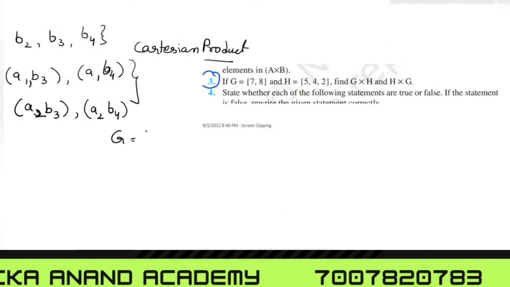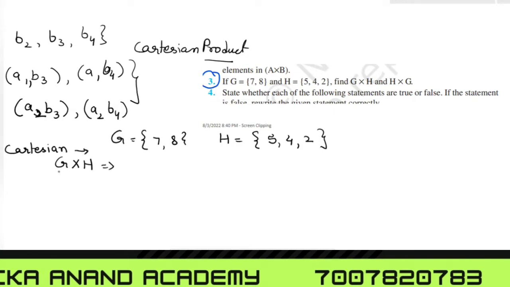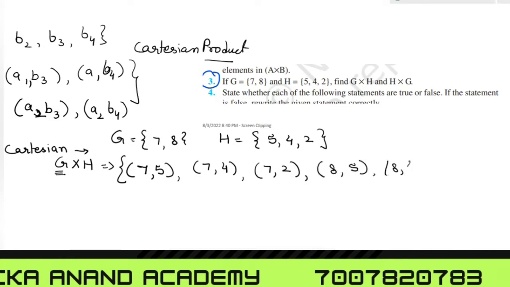Now, G has 7 and 8. H has 5, 4 and 2. Now for example, if you have to find G cross H, that means Cartesian product of G and H. So listen, G comes earlier. So in the ordered pairs, firstly we write 7, then 5, then 7, then 4, then 7, then 2. After that 8, then 5, then 8, 4, then 8, 2.